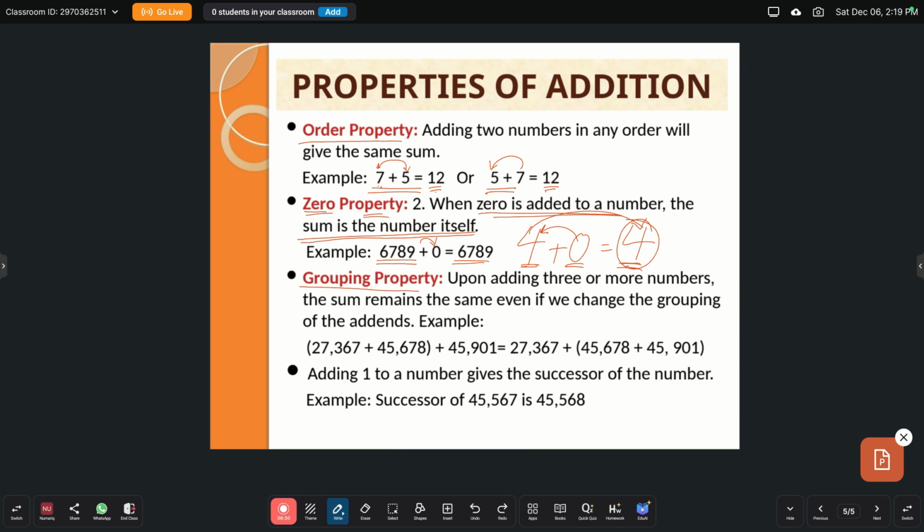Okay, our third property is grouping property. What is it? It is grouping property. Grouping property says that upon adding 3 or more numbers, the sum remains the same even if we change the grouping of the addends. What does this mean?